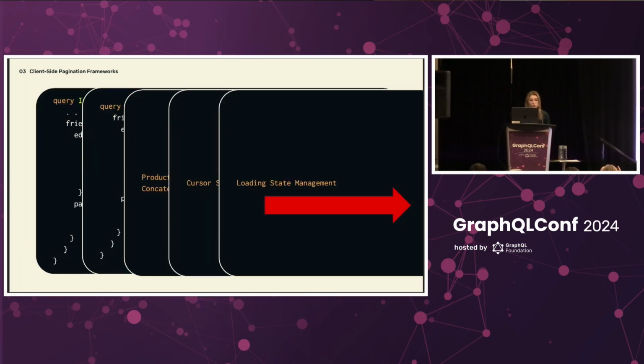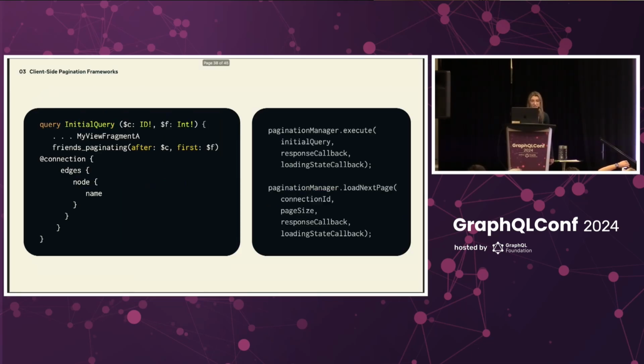So remember, we went from all of this. We went from having an initial query, a secondary written query, product concatenation logic, cursor management, loading state management, and caching to this. This is all the product developer needs to do. And this is entirely powered by the connection specification. We can only make frameworks like this because we know exactly what fields we're looking for. And when you annotate it with that connection, we can give our developers this guarantee that we can execute these requests on their behalf. Now the boilerplate is gone, right?